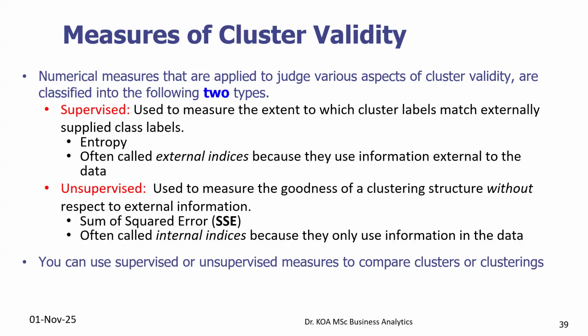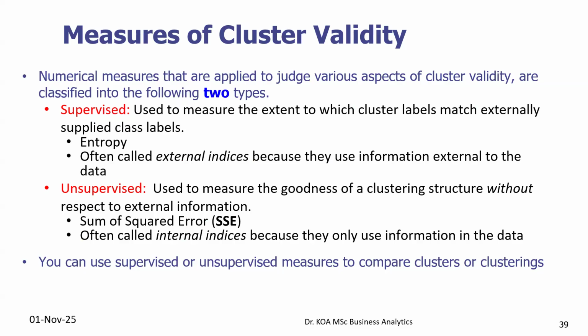There are 2 of them: a supervised approach and an unsupervised approach. Now, the supervised ones are used to calculate the extent to which the cluster labels match externally supplied class labels, take note of that word, externally. One of them is the entropy, often called external indices because they use information external to the data. We'll deal with that. The other is unsupervised, used to compute the goodness of the clustering structure without respect to external information, but rather dealing with internal.